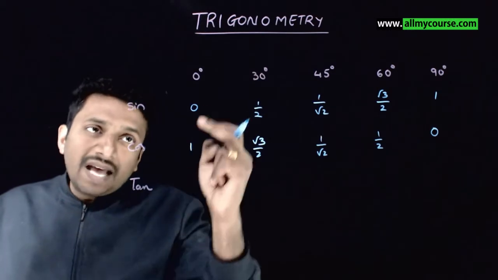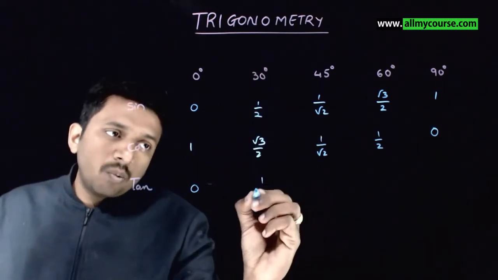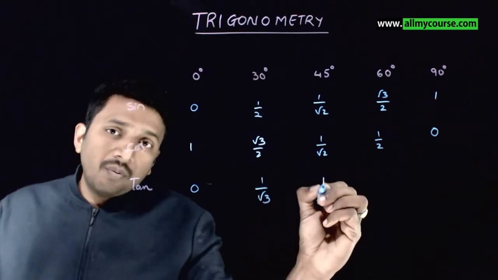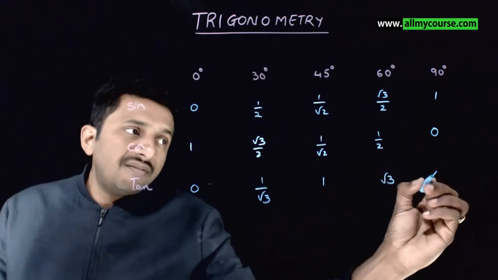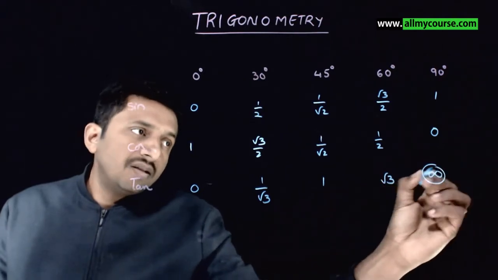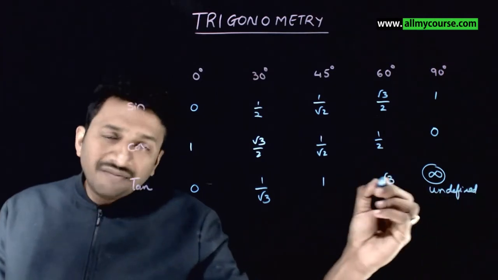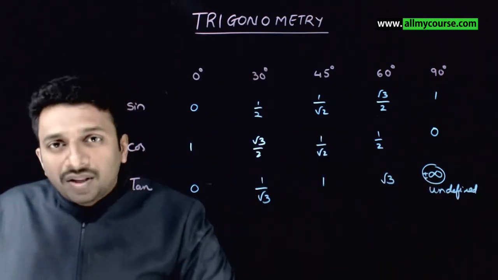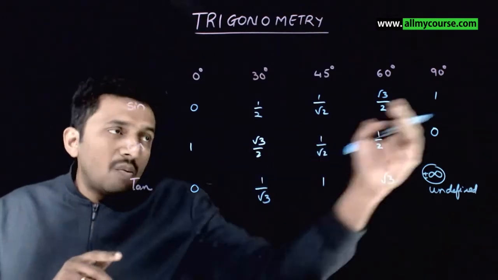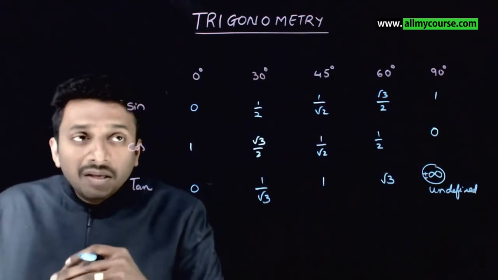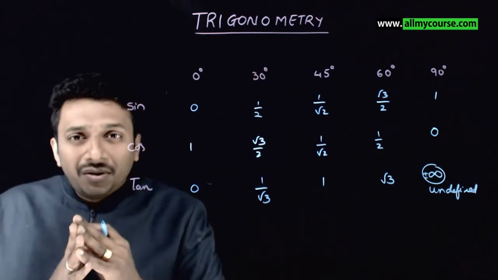And the value of tan is nothing but sine by cos. You get 0 here. If you divide these two, you get 1 by root 3. So you have 1 here, root 3, and 1 by 0 is undefined or infinity. So undefined or infinity, plus or minus. Don't know whether it is plus or minus infinity. It is some sort of undefinedness because 1 by 0 is not defined. So these are some of the values which you need to remember very thoroughly.